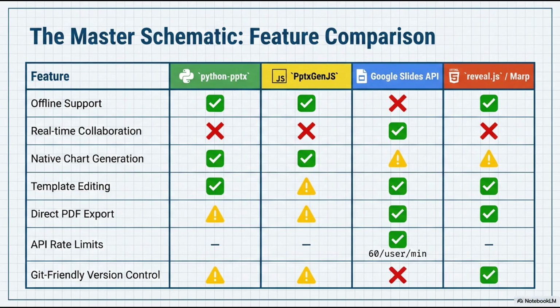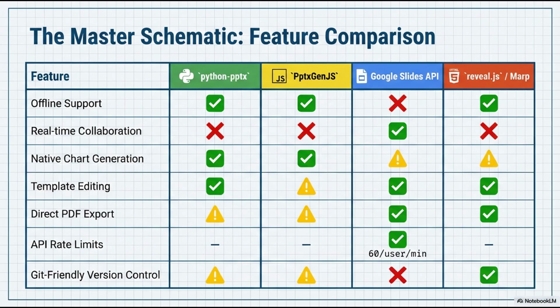And crucial for our audience, Git-friendly version control. HTML-based presentations using Reveal.js or MARP are inherently text-based, making them perfectly suited for Git. The Python and JavaScript libraries, while their code is version-controlled, generate binary .pptx files which are not ideal for Git diffing. Google, as a cloud service with binary files, struggles significantly in this area.